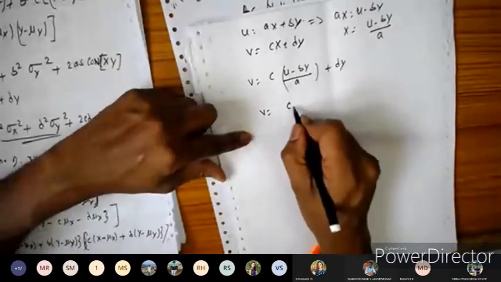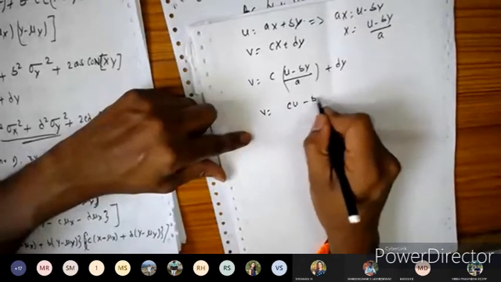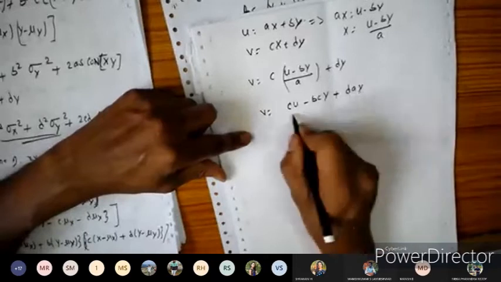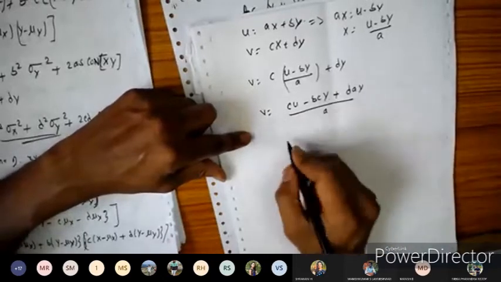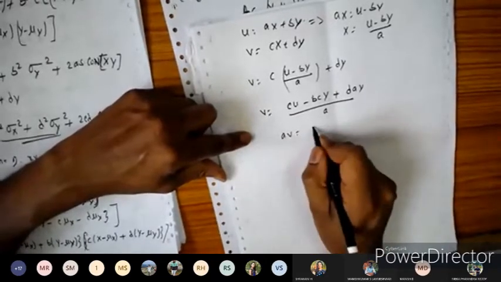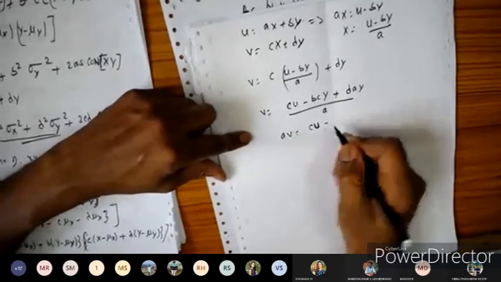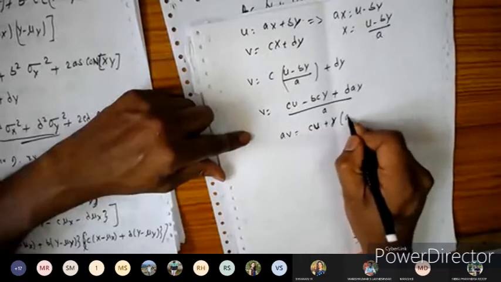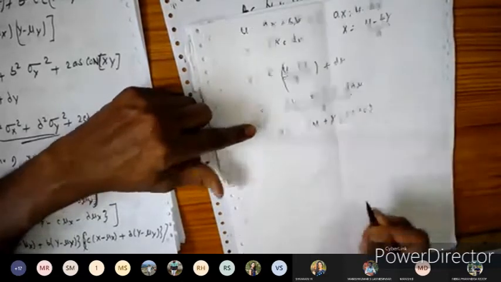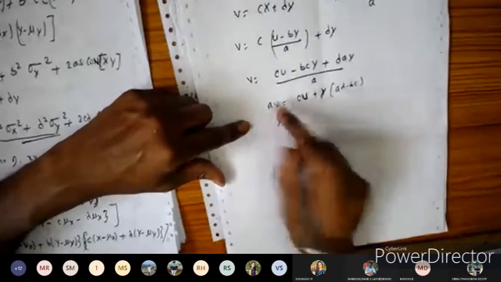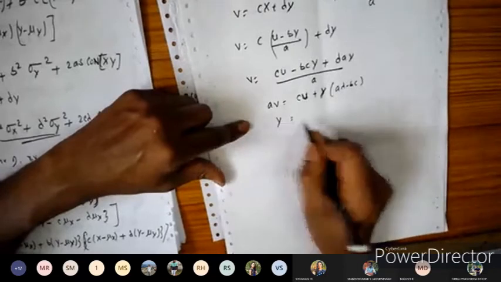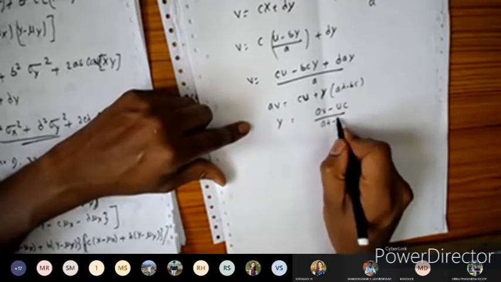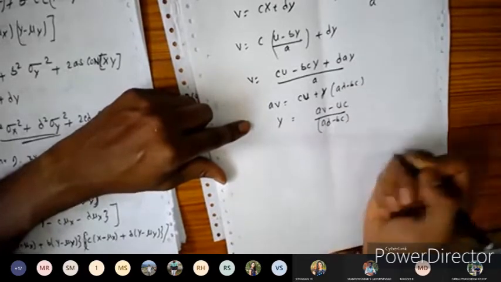So it has become c into u, let us multiply in the meantime, so bc into y plus d into a into y, divided by a. So cross multiply a: a into v is equal to c into u minus bcy plus ady. Let us take y common, so it has become ad minus bc. Let us solve for y. If we send this side, it has become (av minus u into c) divided by (ad minus bc).